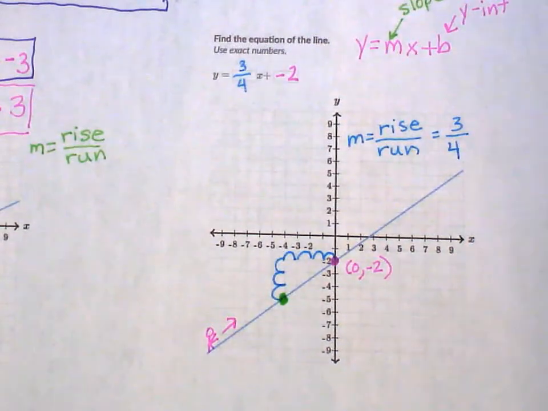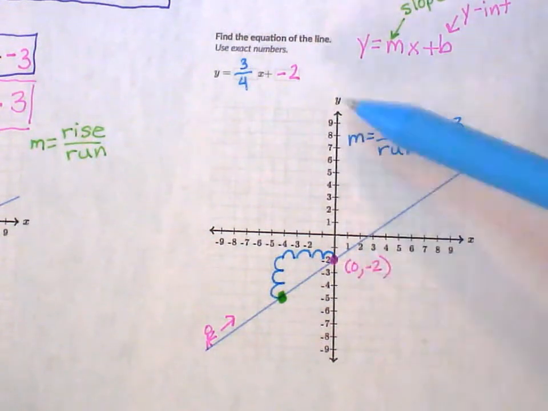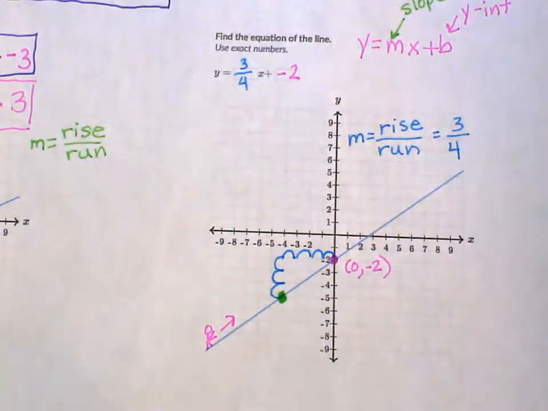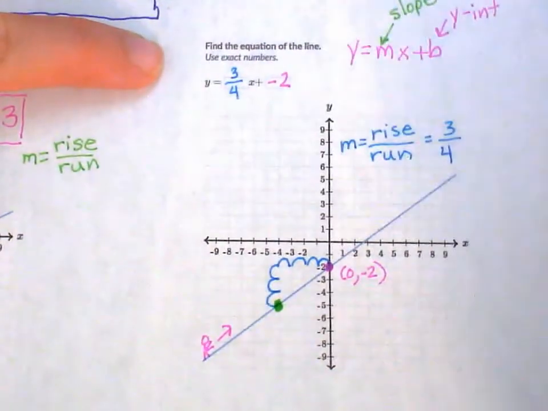Now let's say I wanted to check that a different way. So -2 should be my y-intercept. Yes, the line goes through the y-axis at -2. Check, I agree. Now I want to confirm this slope is 3/4.